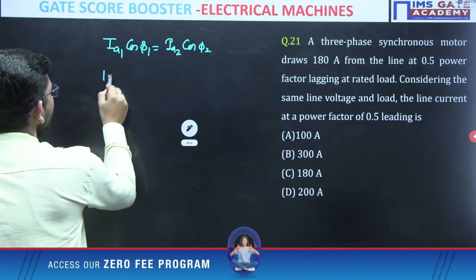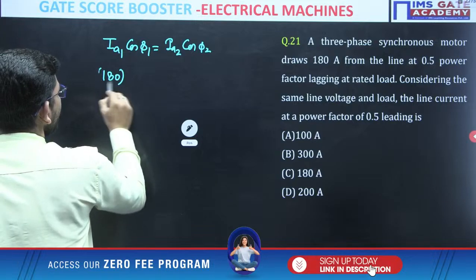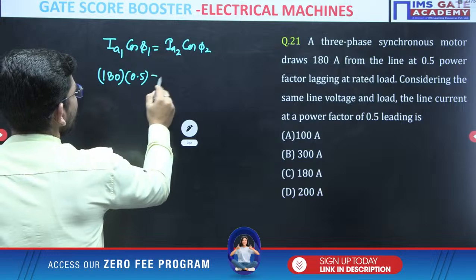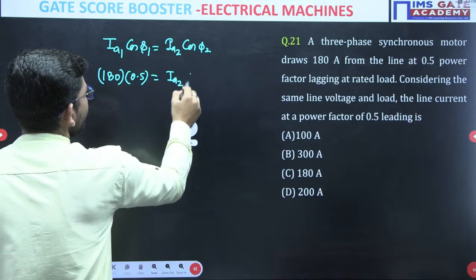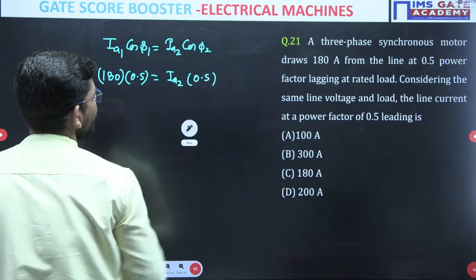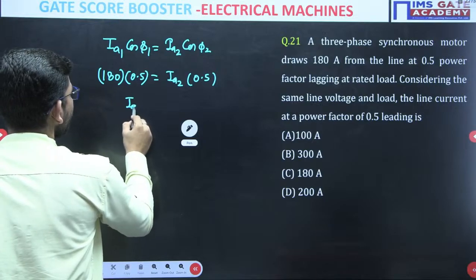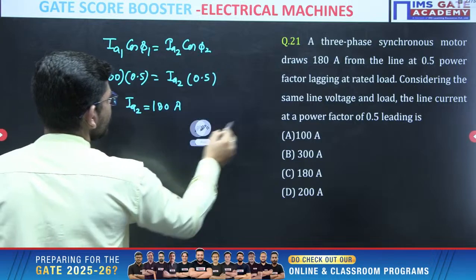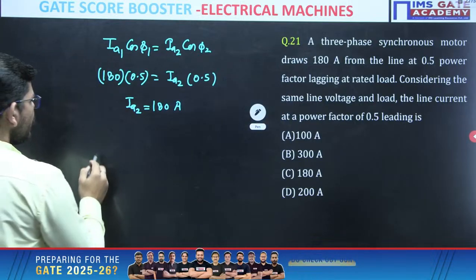So IA1 is 180 and the power factor is 0.5 lagging. IA2 we have to calculate, and the second power factor is 0.5 leading. So when you calculate IA2, it will be 180 amperes. It is a synchronous motor.